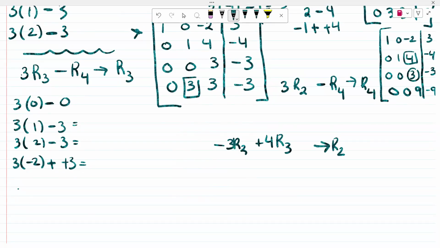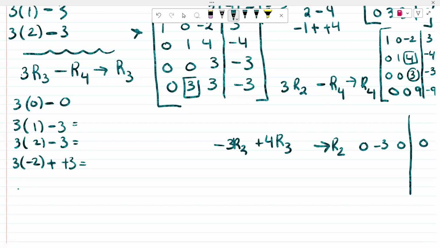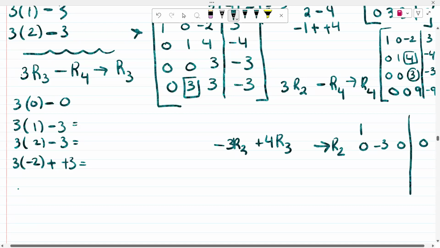The first number would be 0. The second number would be -3. The third number would be 0. Straight line, 0. And then we didn't mess with the other rows, so just rewrite them. So this would be 1, 0, -2, 3, and 0, 0, 3, -3.